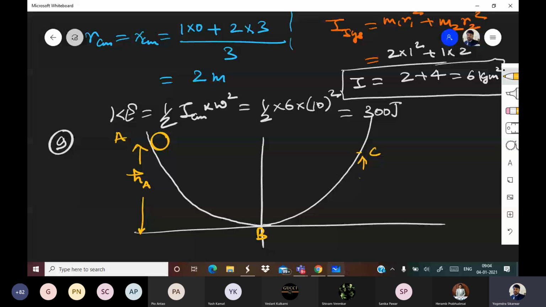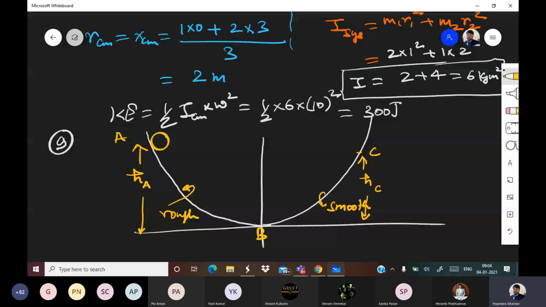A ball is rolling on the track as shown in the figure. AB is rough, so this part is rough, and BC is smooth. The ball reaches the height C. KA, KB and KC are the kinetic energy at A, B and C.